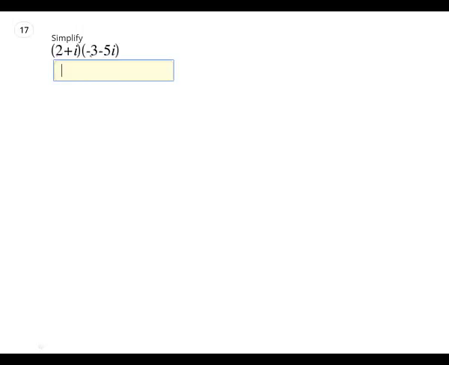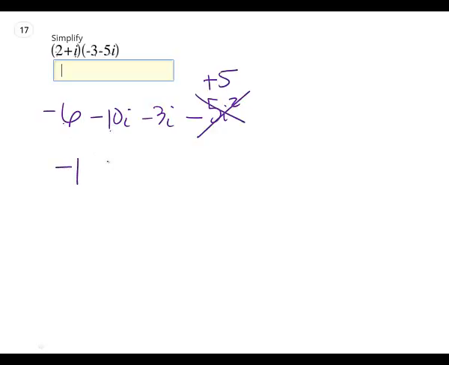Okay, so what's 2 times negative 3? Negative 6. Good. 2 times negative 5i. Good. i times negative 3. Good. And then i times negative 5i is better known as positive 5. And now we're going to combine like terms. So it's negative 6 and positive 5. Negative 10i and negative 3i. Negative 13i.